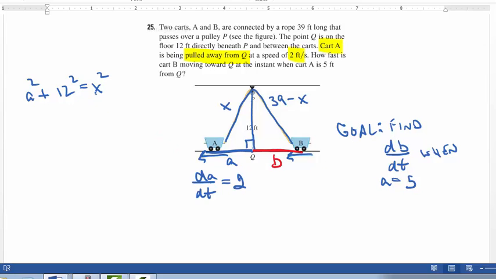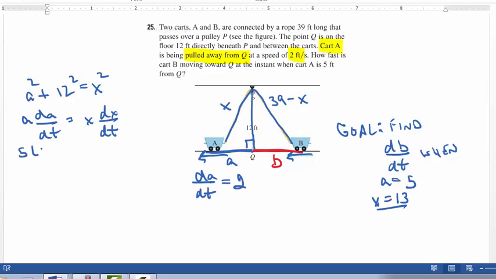So again, do the derivative as we did in the last problem. I'm going to have A dA/dt equals x dx/dt. And I know that A is 5, and I know dA/dt is 2. So what is x when A is 5? I would just use my Pythagorean theorem, but the nice thing is this is going to be a 5, 12, 13. So when A is 5, that means that x is going to equal 13. So it makes this nice. So I know x is 13, A is 5, dA/dt is 2.